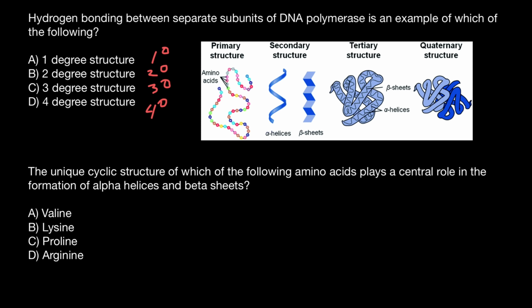Now let's read our question again. Hydrogen bonding between separate subunits, let me underline, separate subunits of DNA polymerase. Polymerase is an active protein. Proteins usually consist of separate subunits, and this gives us a hint that this is quaternary structure. So here's one structural subunit, here's another structural subunit, and these subunits can be a result of the translation of the different genes. And they then come together and make a different form of the enzyme.